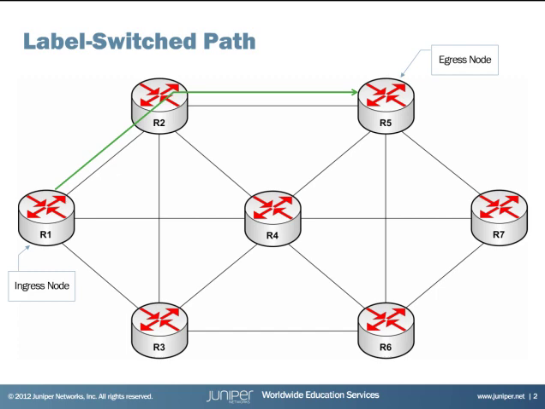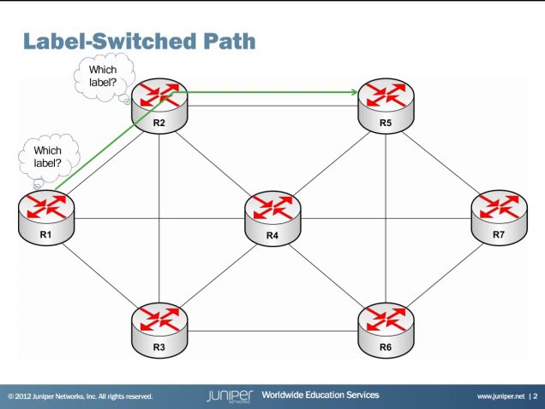Here you see a fairly simple network. Now let's assume we want to define a label switched path from R1 to R5, such as the one you see on screen. This is perfectly acceptable, but in order for this to work, both R2 and R1 need to know which labels to use when forwarding traffic down the LSP.